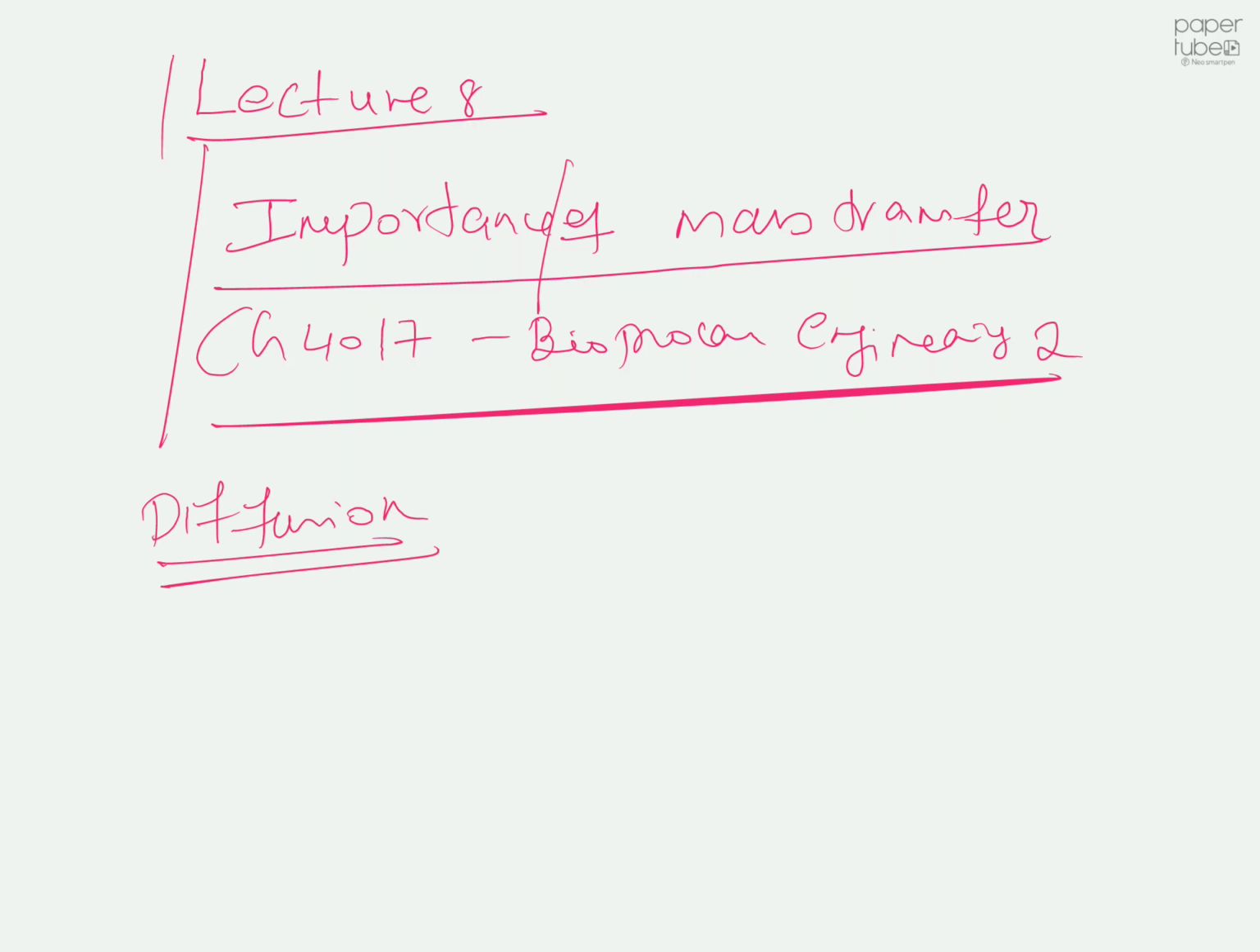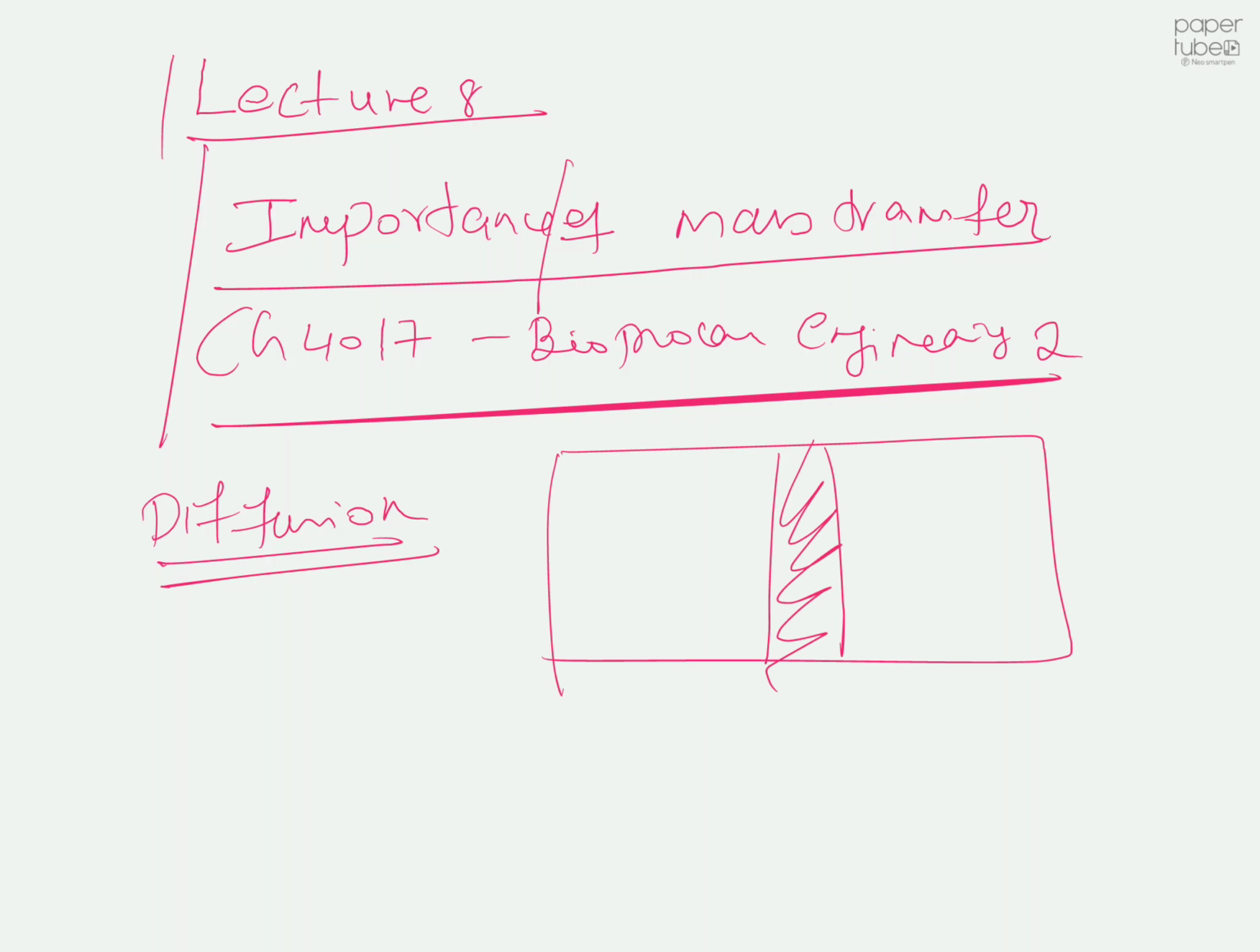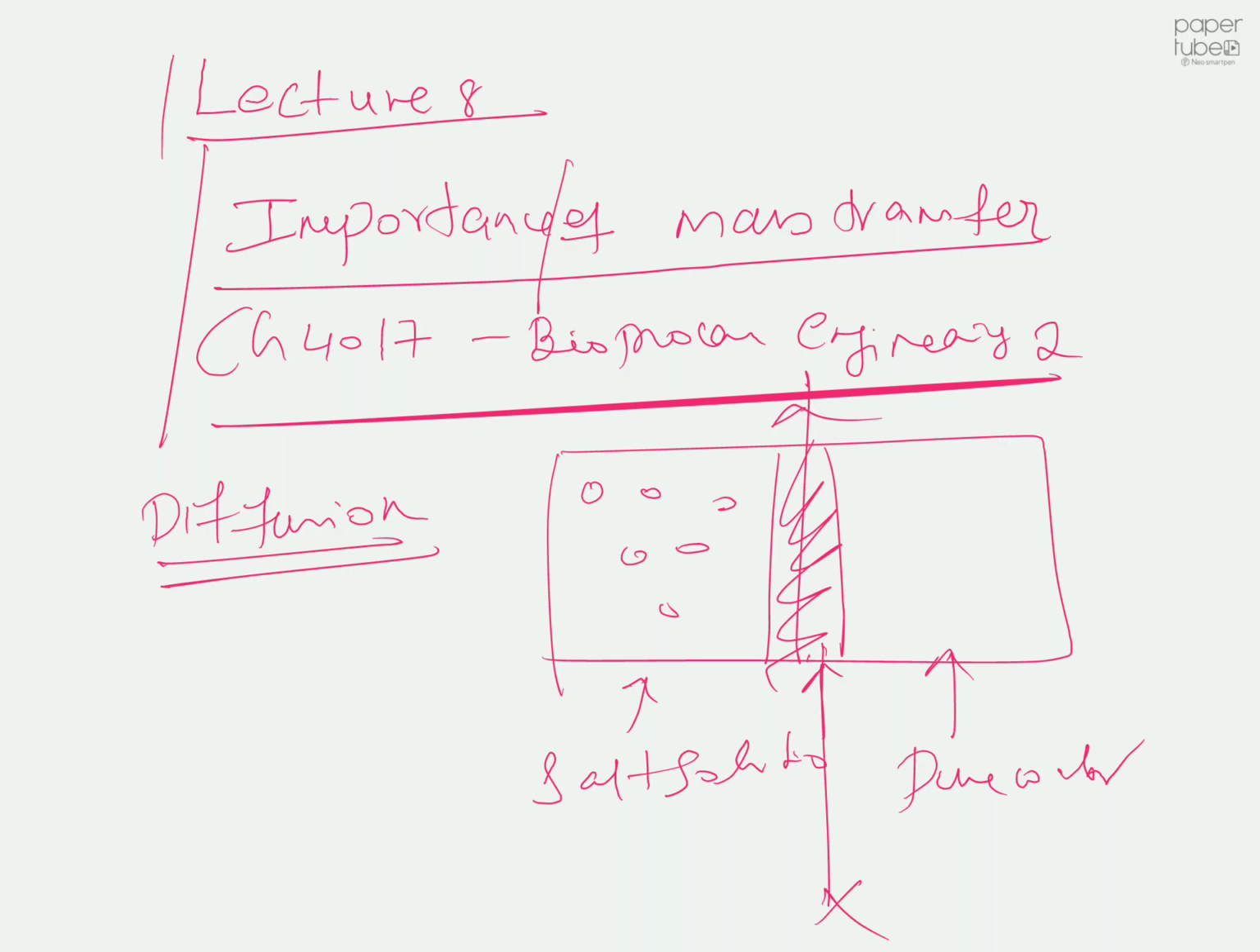So you should know the basics of diffusion. Imagine you have two compartments separated by a wall. Here you have a salt solution, and this side you have just pure water. Once you take the barrier out, the salt will move from this zone to this zone. Just assume there is no mixing in both of these compartments. Once you remove this barrier, salt likes to move from the high concentration zone to the low concentration zone.